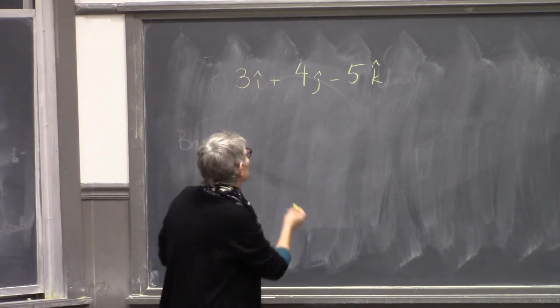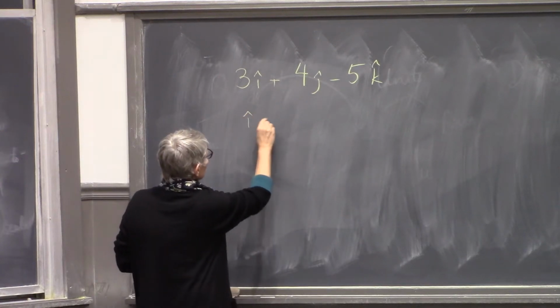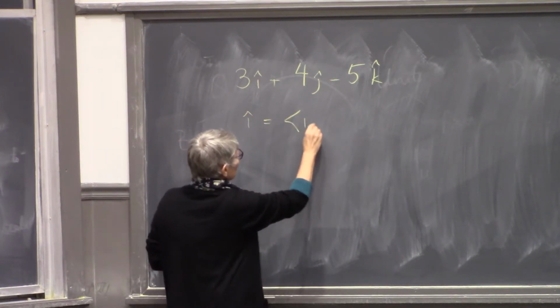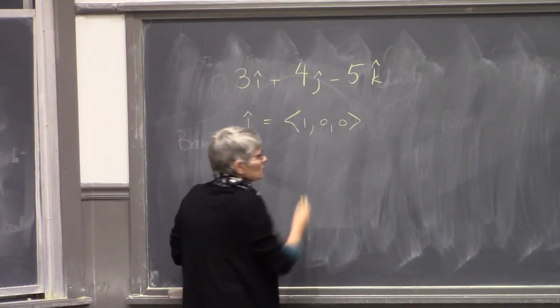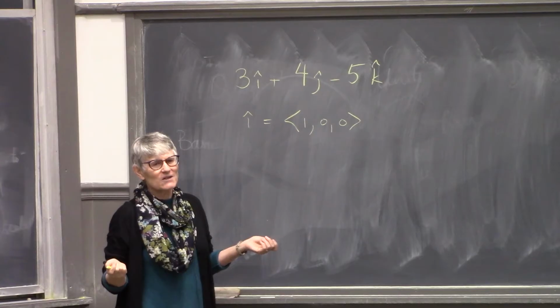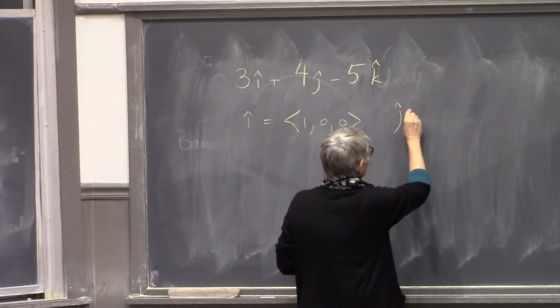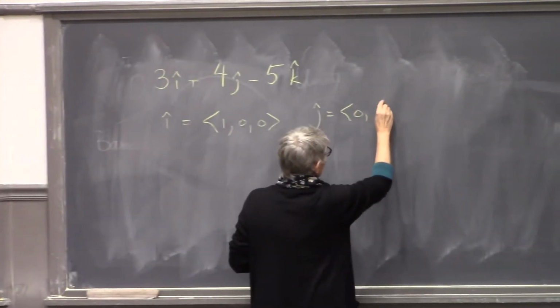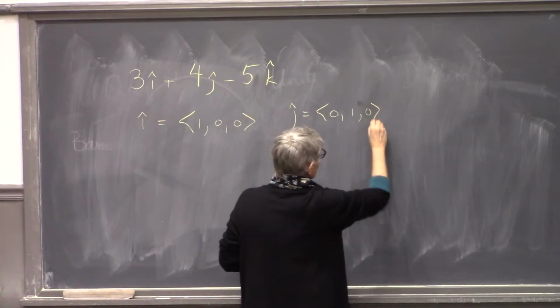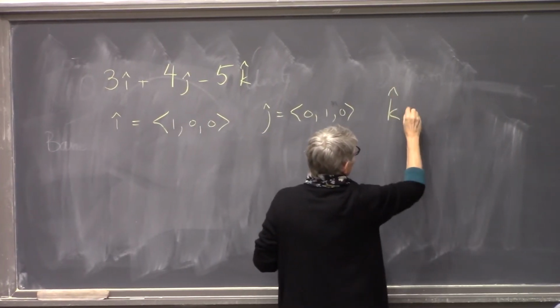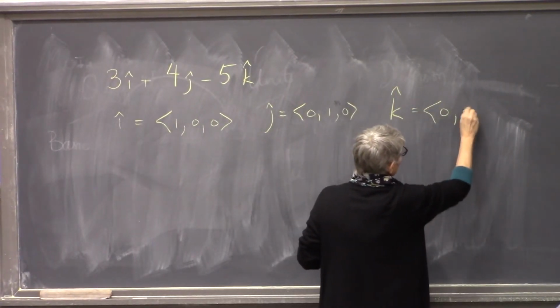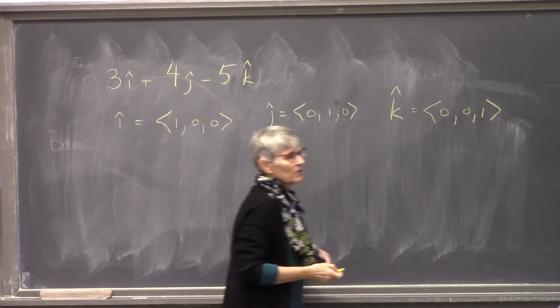Well, i, j, and k are special unit vectors. So i is the unit vector 1, 0, 0. It's the unit vector that points along the x-axis. And j is the unit vector that points along the plus y-axis. And k is the unit vector along the plus z-axis.